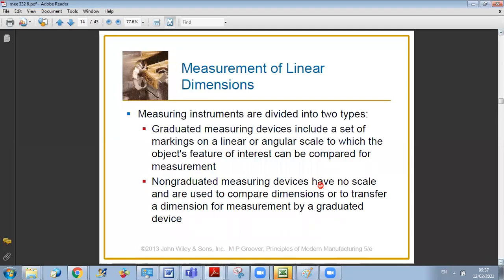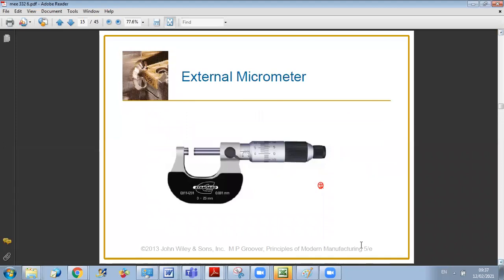Now let us see some more advanced tools other than the rules for measurement of dimensions. You have, for example, the external micrometer. Why are we saying it's external? Because it's able to measure external sizes. We will see together that a micrometer that measures external sizes is different from one measuring internal ones.